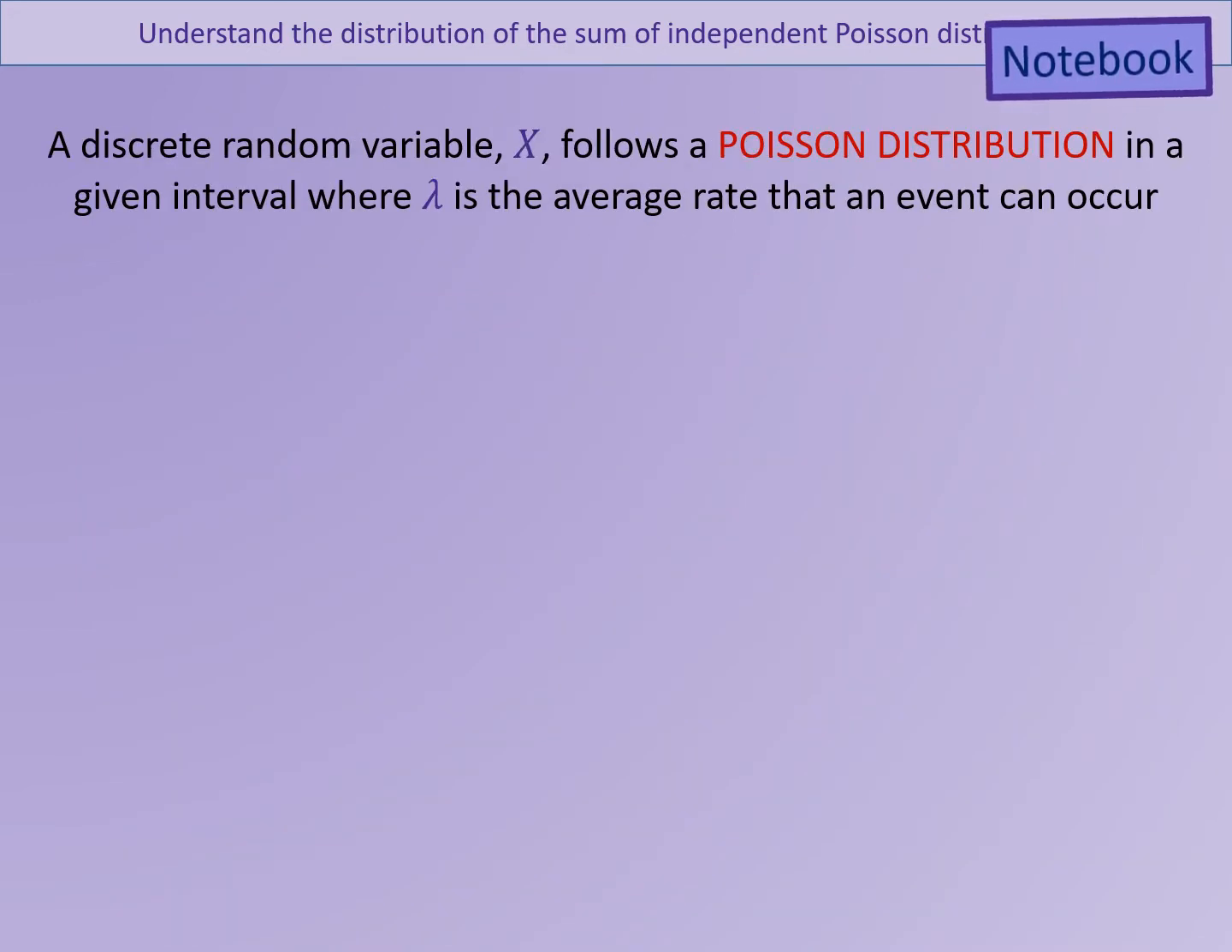A discrete random variable X can be said to follow a Poisson distribution in a given interval, where lambda is the average rate that the event can occur in that time period. It's written using this notation, so this means that X is modelled with a Poisson distribution with a rate of lambda.